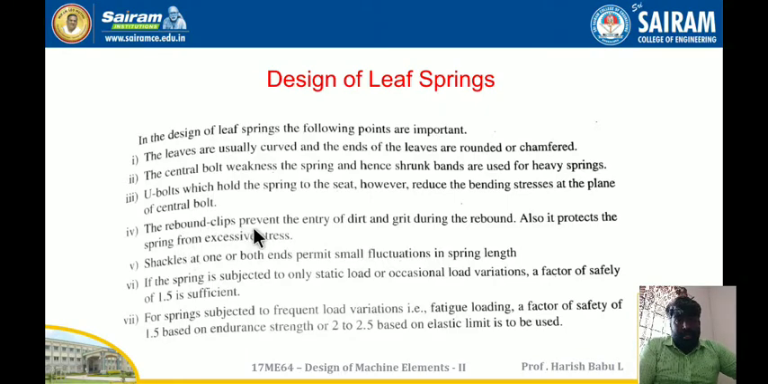The rebound clips prevent the entry of dirt and grit during the rebound, and also protect the spring from excessive stresses. Shackles at one or both ends permit a small fluctuation in the spring length. For springs subjected to frequent load variation, that is fatigue loading, a factor of safety of 1.5 based on endurance strength, or 2 to 2.5 based on elastic limit, is to be used. So normally you can use the factor of safety as 1.5, which is sufficient.